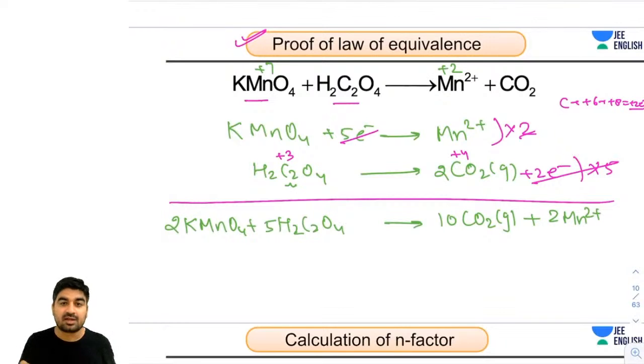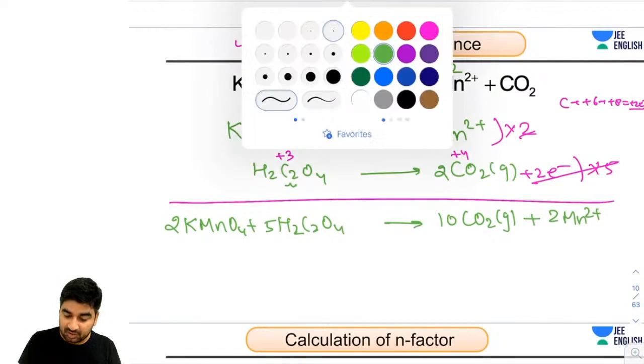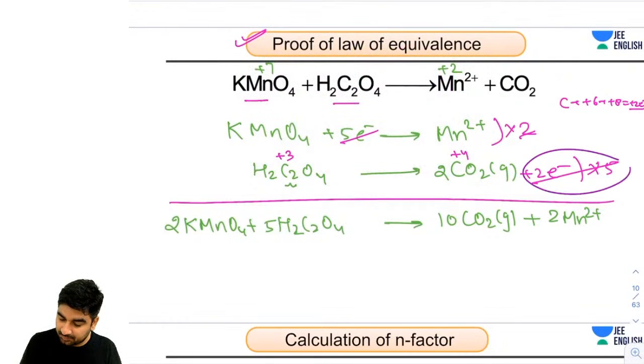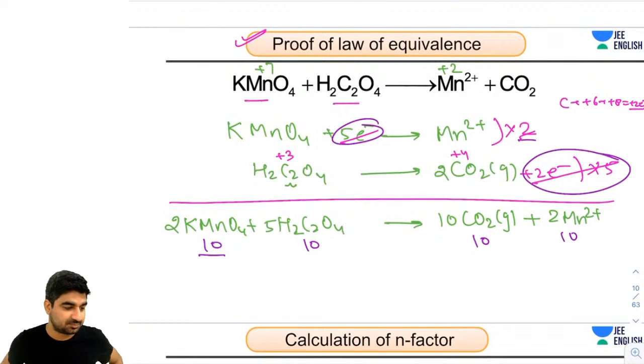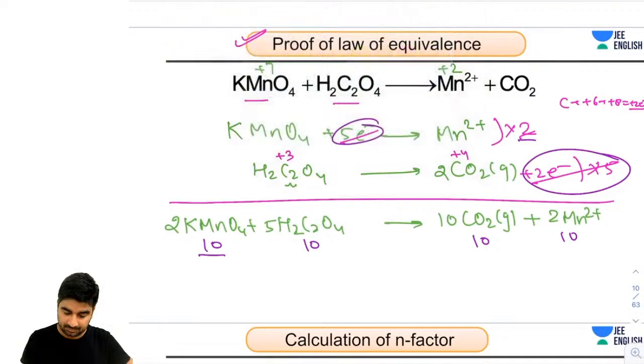Tell me, I think you have done it, right? Now, how many electrons were cancelled? 2 into 5, 10. Just write down 10 and divide by stoichiometric coefficient here, guys.